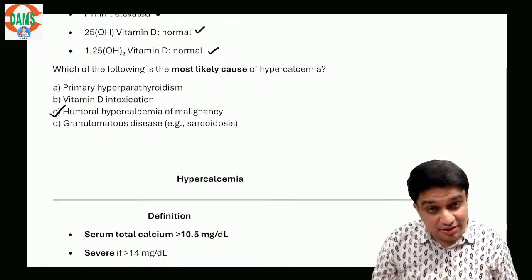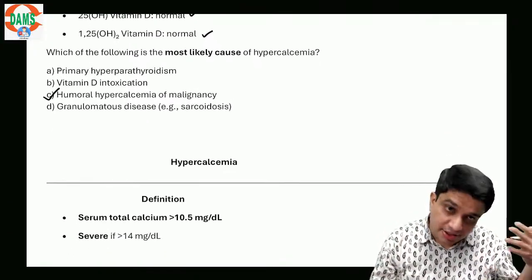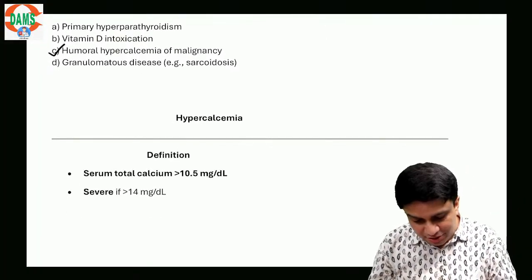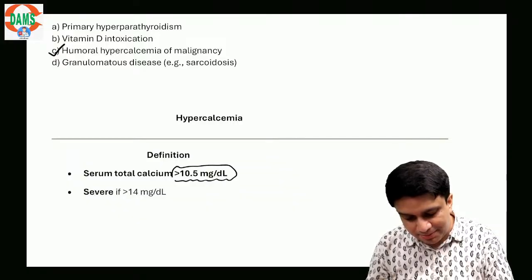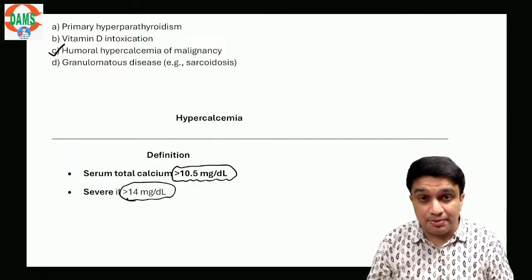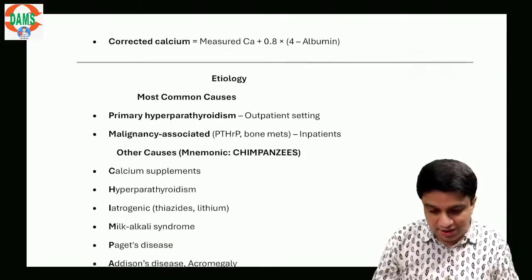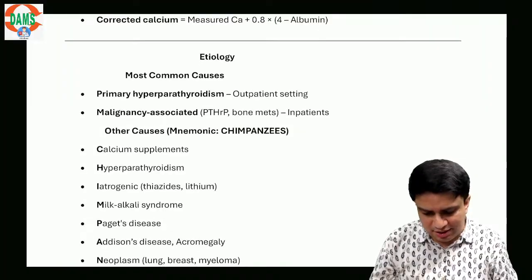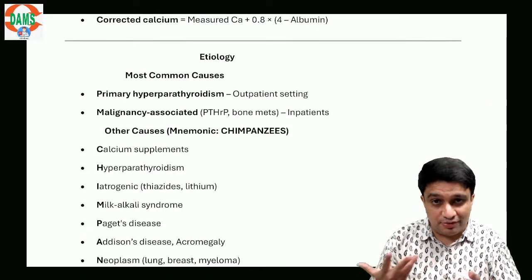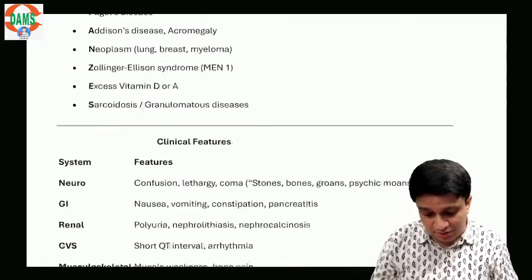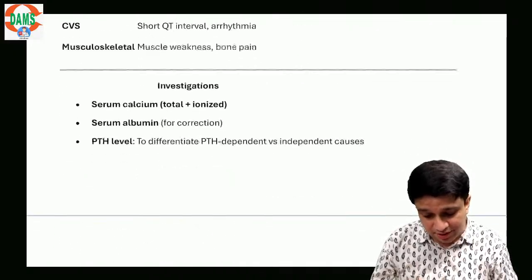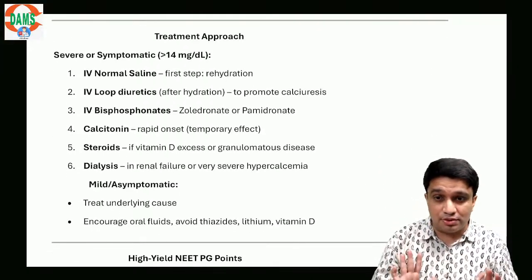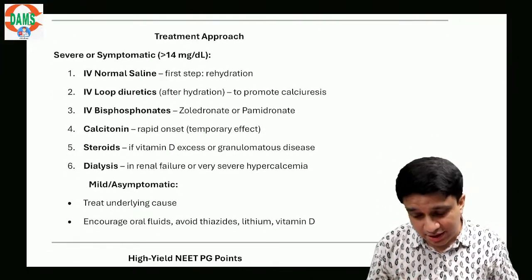Yeah, Synacthen, cosyntropin, ACTH stimulation test, all three mean the same. So if the calcium is above 10.5, you call this hypercalcemia, and the severe form comes when it is above 14. Okay, and don't forget the corrected calcium value. They keep on asking about this also. Mnemonics to remember this we have already done in the classroom teaching, chimpanzee and all. Clinical features also we have done. Okay, and treatment approach also. Okay, you can go back and see the notes again.